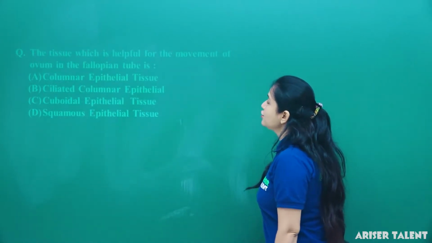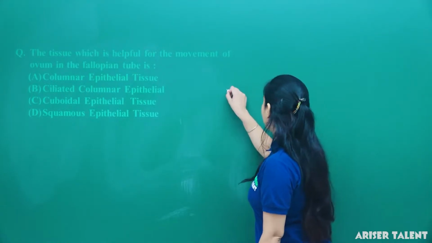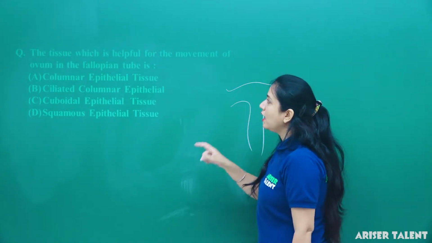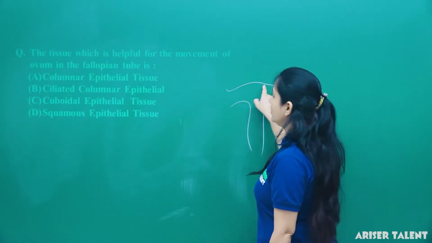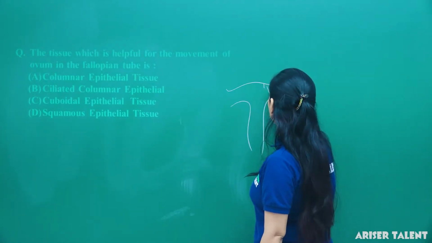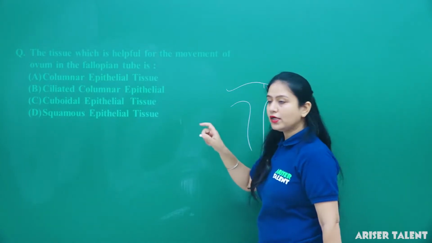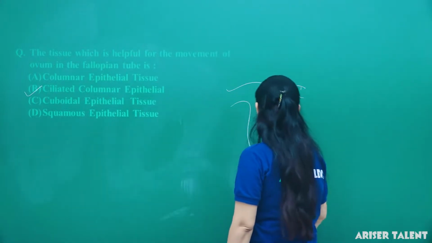Next: the tissue which is helpful for the movement of ovum in the fallopian tube. As we all know, this is all about the fallopian tube and the movement of ovum. The ovum will move in the fallopian tube because it has ciliated columnar epithelium. So the correct answer will be ciliated columnar epithelium.